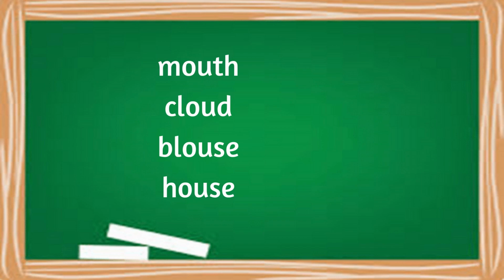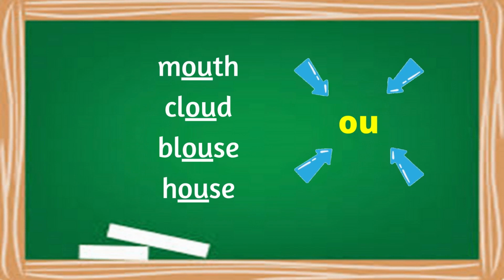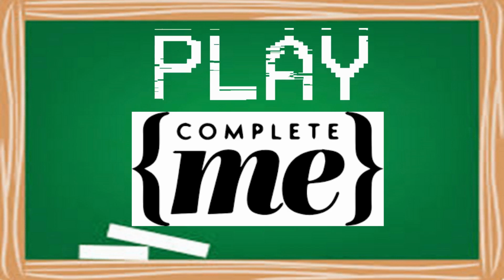Mouse, cloud, blouse, house. What do you think is the common vowel diphthong among the group? You're right. The vowel diphthong ow is common among these words. Great. You have learned the lessons last week. Now let's have a quick game.